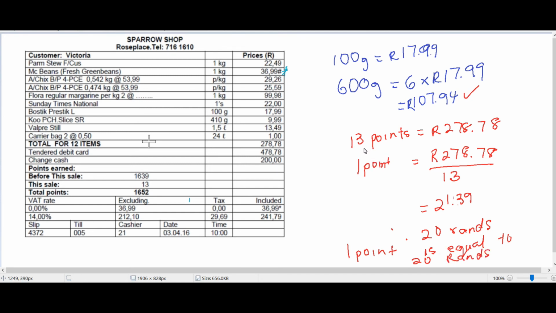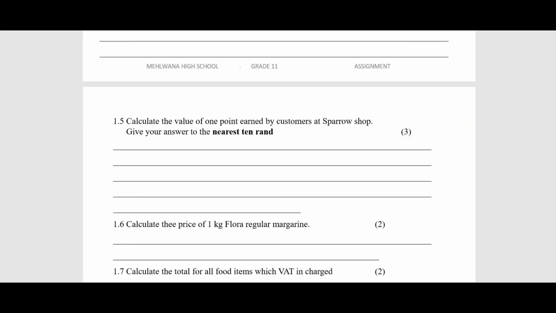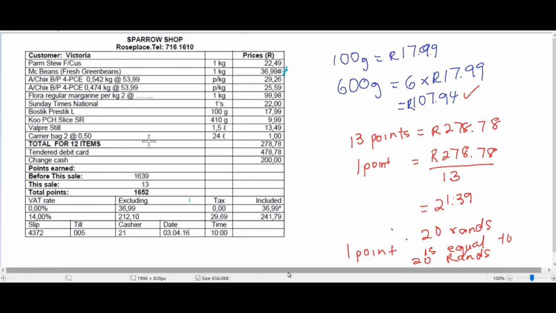Okay, so now let's see if we have another exciting question, right? So we go back to our questions. Okay, so the next question is saying calculate the price of 1 kg Flora regular margarine. So we go back to our receipt to check what information we are given there about Flora margarine. So now we are told that she bought 2 of them, at 1 kg each, at that price. So that means she bought 2 margarines, each 1 kg. Both of them cost 99 rand 98. So to find the cost of 1 kg, right?